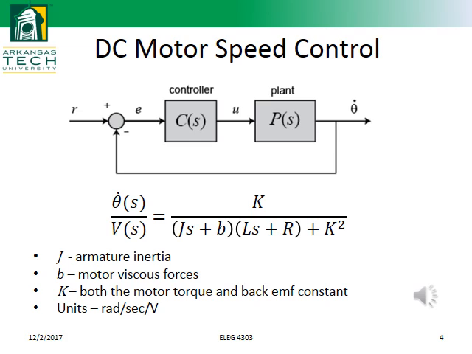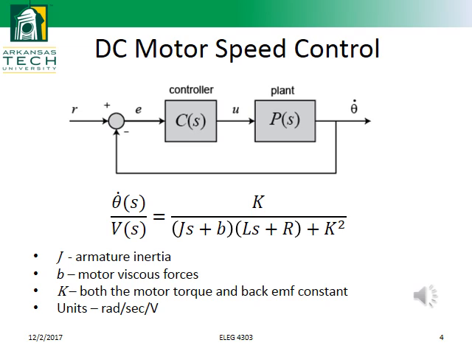DC motors are modeled in the frequency domain using the transfer function. The transfer function is the rotational displacement of the rotor over the applied armature voltage. The constant of proportionality K in the transfer function represents both the back EMF, which is the influence of the fixed magnetic field on the electromotive forces in the armature circuit, and also the motor torque. For the purposes of the transfer function, they're both set equal and so are represented by just K.